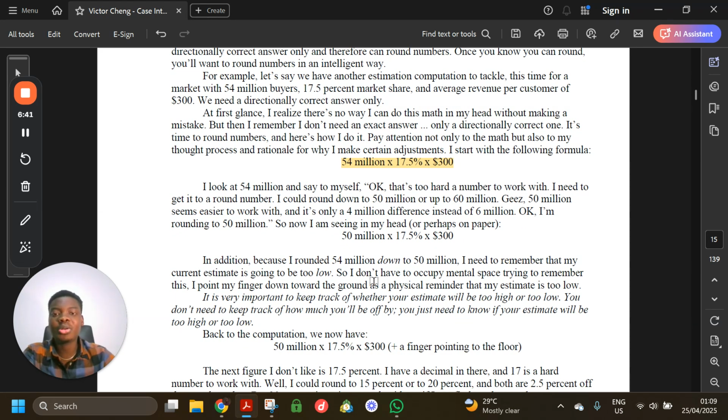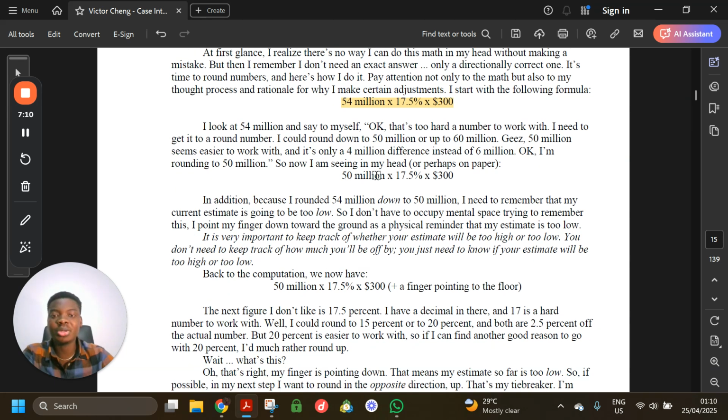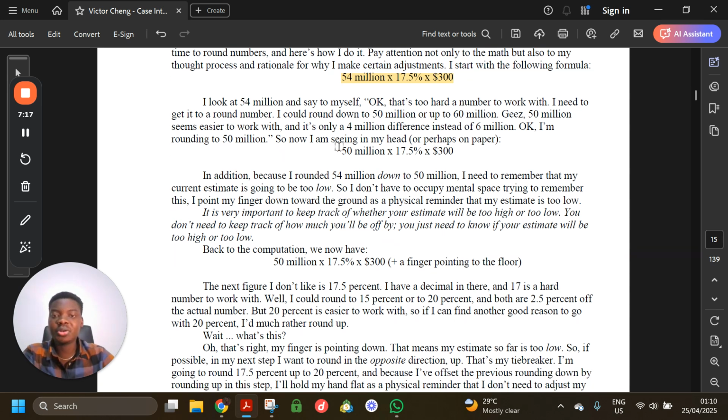The first is to figure out, if I were to round 54 million, where do I round it? Should I round it up or round it down? Now, it's closer to 50 million than it is to 60 million, so you could round it down to 50 million. But one thing to keep in mind when you round down to 50 million is that it's very likely that your estimate is going to be lower. So you can immediately do the calculation of 50 million times 300, or better still, round 17.5% again, so it's easier to work with.